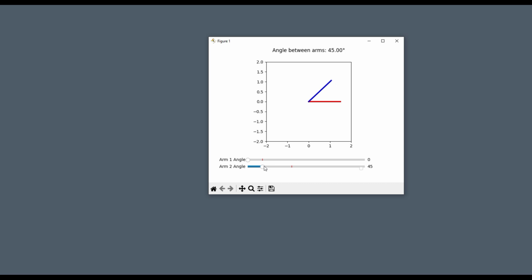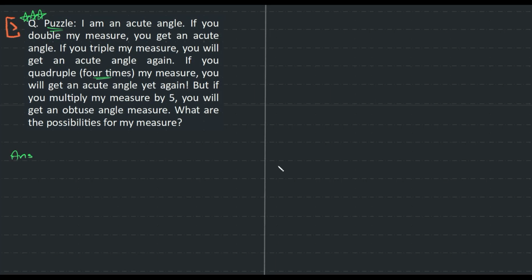Then 4 times it, plus 15 again, so 60. But when you do 5 times, that is 75, it should be an obtuse angle. If you multiply my measure by 5, you will get an obtuse angle.